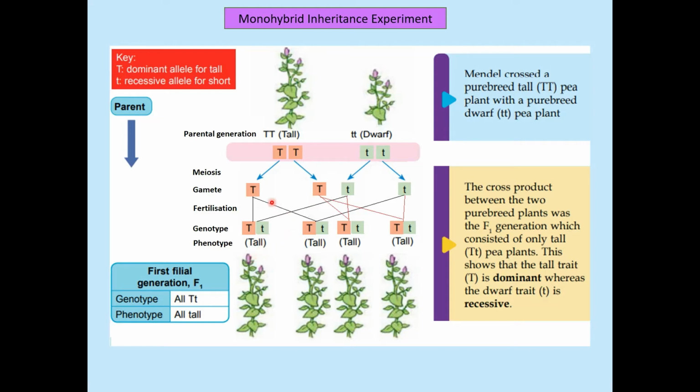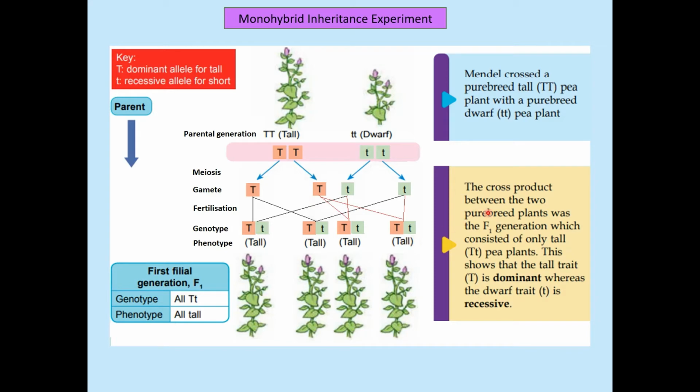When this gamete with the dominant allele crosses with this gamete which carries the recessive allele, the genotype of the product is big T and small t, so the phenotype is tall. And this one is also the same, big T, small t, and the phenotype is tall. This one also tall. The genotype is big T and small t.